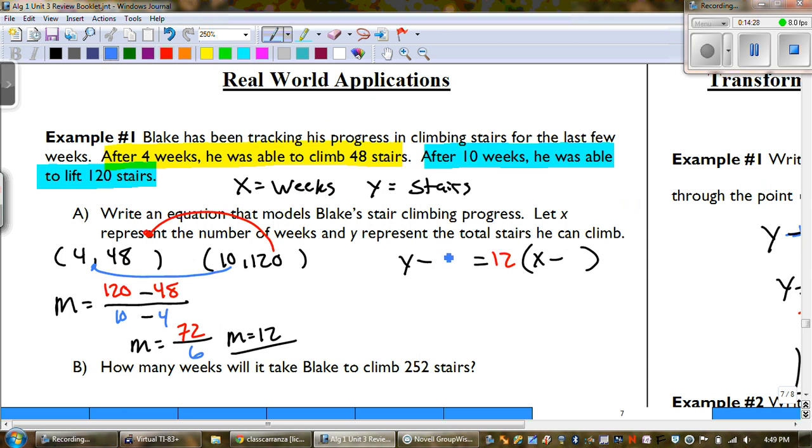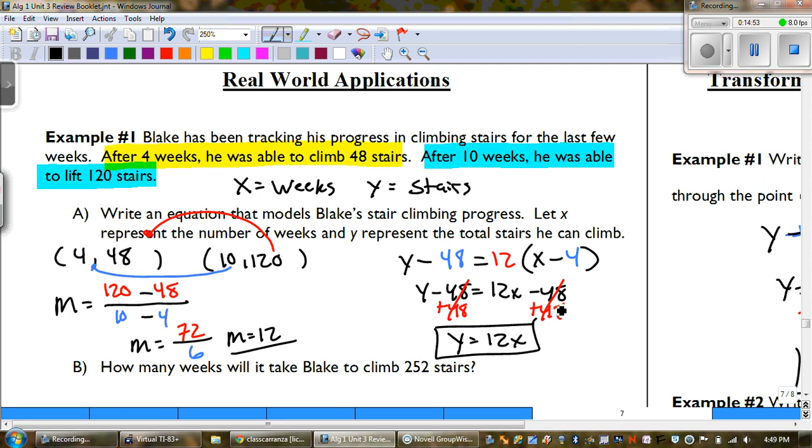And now we need to pick a point, and I'm going to pick the point with the smaller numbers. Okay? So we need to distribute. We get 12x minus 48. And then we have to add 48 to both sides. Well, what do you know? It cancels, and we get y equals 12x.